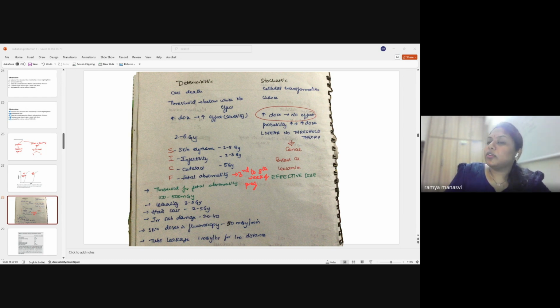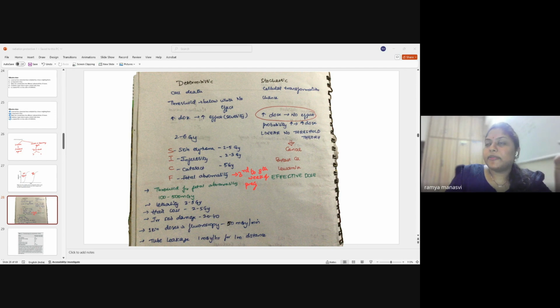Skin doses in fluoroscopy are 50 milligray per minute. Tube leakage is 1 milligray per hour at 1 meter distance. These are some things which you have to remember. Yeah, they are asking these type of questions. So yes, not just the reasoning, but the numerical values for a few of the things you have to remember.